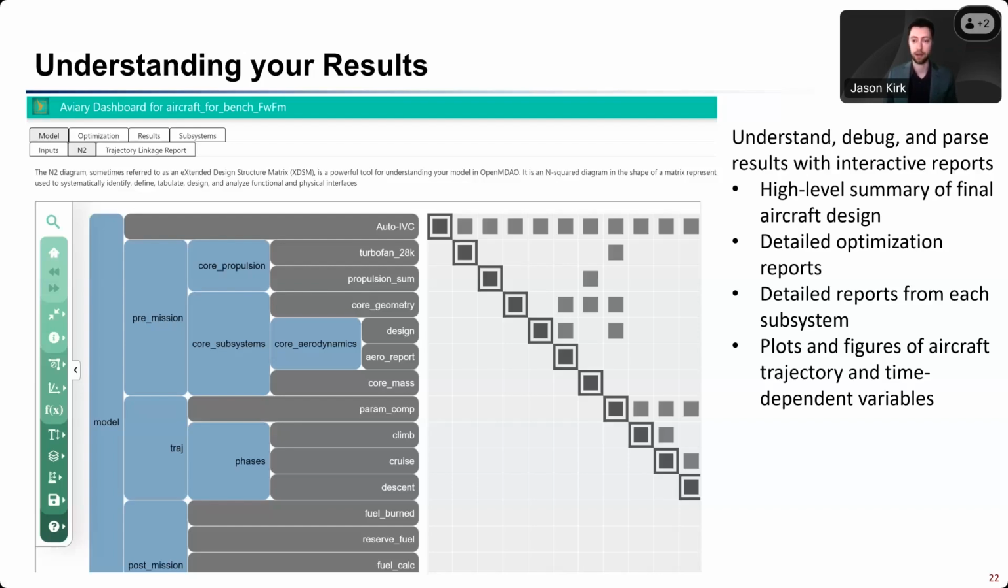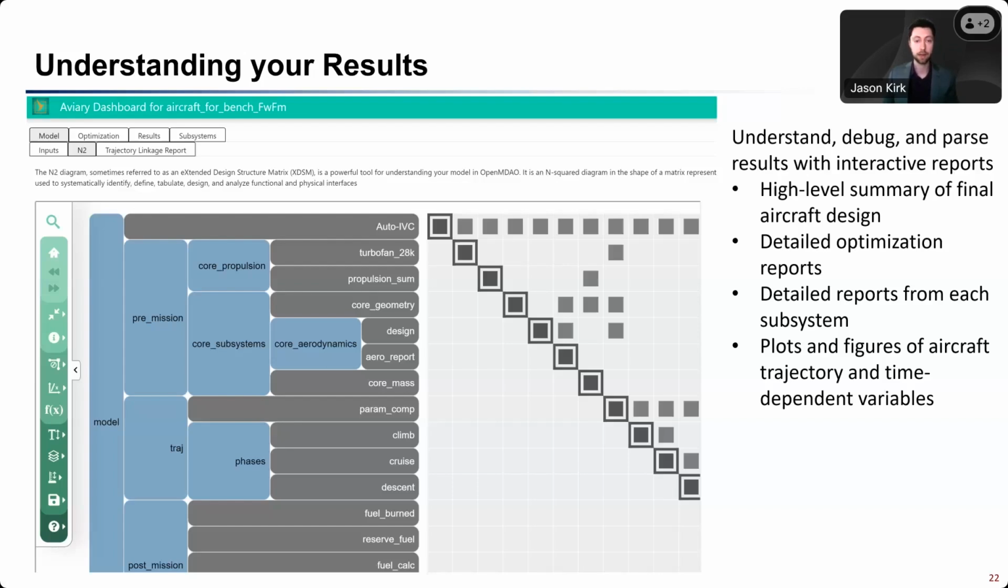If you're bringing in an external tool, you can also define a custom report that will get added automatically to this dashboard, if you have any kind of visualizations or plots or tables or other pieces of information you think the user would like to know after they run the model. And we also have plots and figures of aircraft trajectories and time-dependent variables. So I'll show that next, but first I want to show off the diagram on the left there.